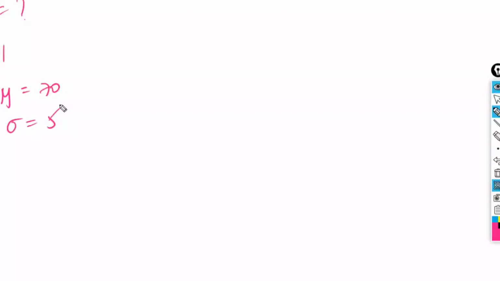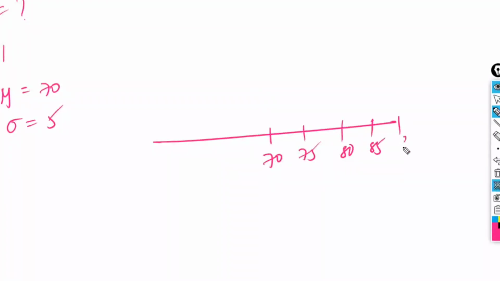Now, can you draw the normal distribution? Using these two values, can you draw the normal distribution? First, take the 70, 75, 80, 85, 90. Left side, 65, 60, 55, 50. Now, tell me, how many number of students are between 70 to 75?